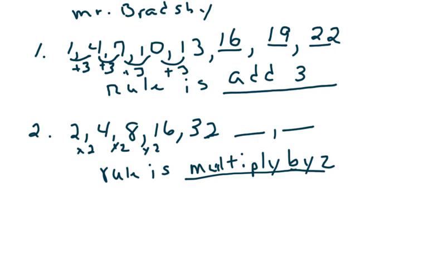Okay? So, what I want to do is have you supply the next 2 of these. See if you can continue and supply the next 2, and the rule is multiply by 2. So I'm going to have you put me on pause and write down what these next 2 are.